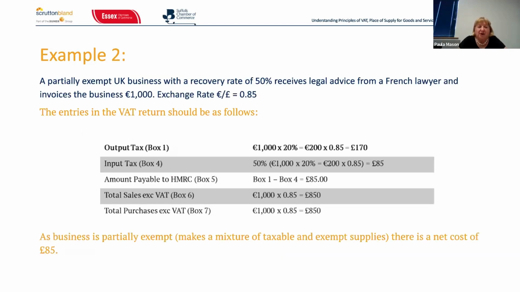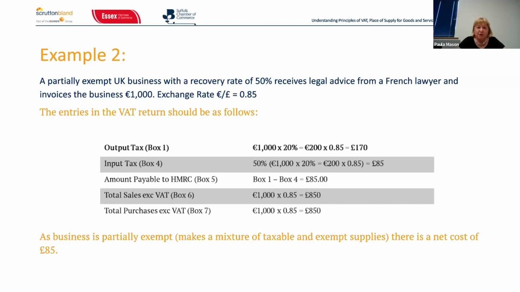However, what causes complications is in relation to partially exempt businesses. So in this example, we're using a partially exempt UK business, which has a recovery rate of 50%. So he makes a mixture of taxable and exempt supplies, with the taxable element being 50%. The business also receives legal advice from a French lawyer and an invoice for €1,000.